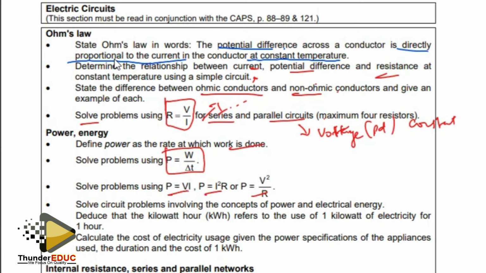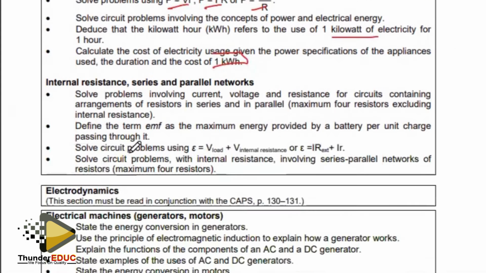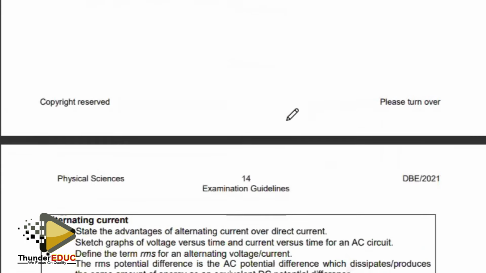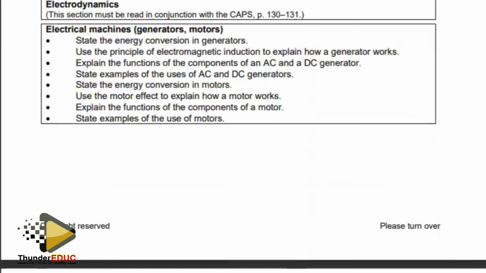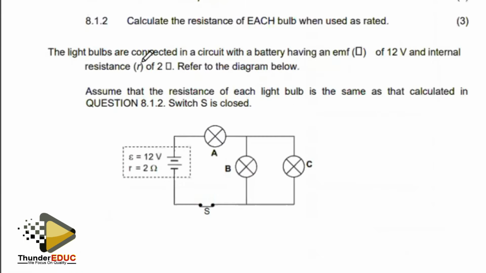Then solve circuit problems involving concepts of power and electrical energy, deduce what 1 kilowatt hour refers to, and calculate the cost of electricity. And then the grade 12 aspects of internal resistance, series and parallel, and EMF also need to be understood quite well. How do you define EMF? And so on and so forth. Okay, so let's just focus on this electricity, then we shall come back for electrodynamics. Okay, so 3 results.